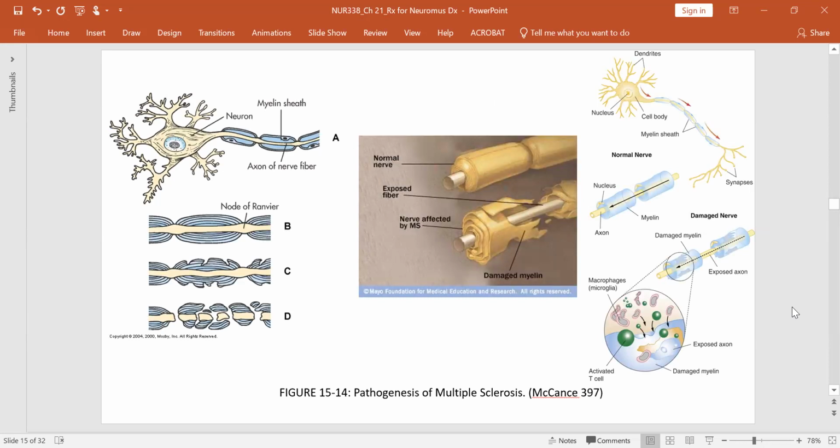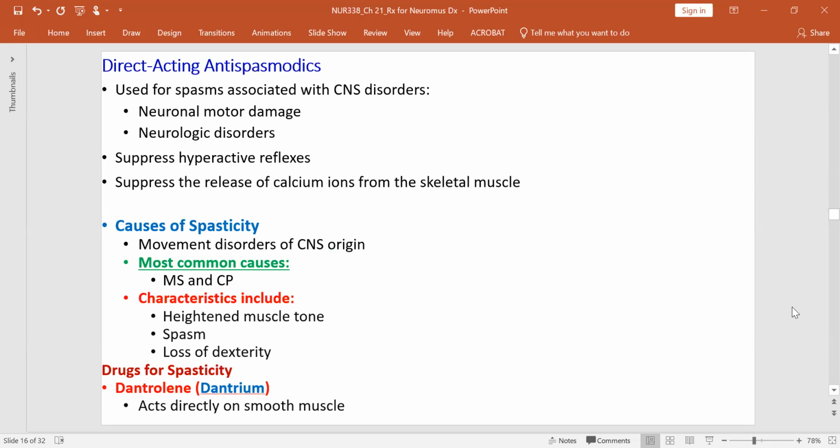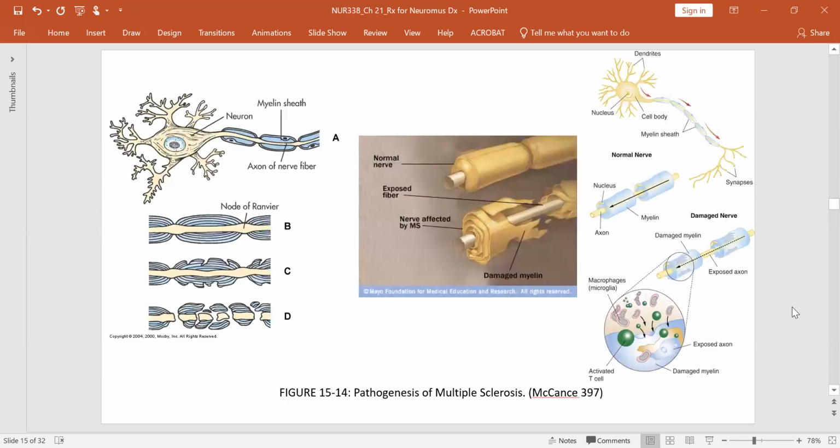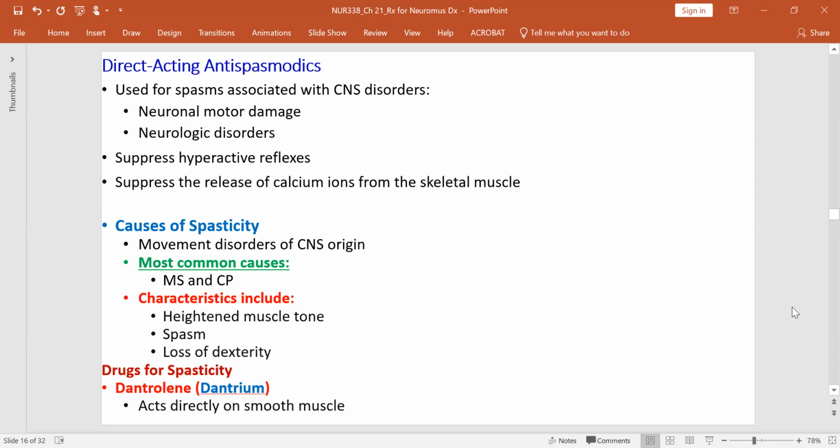Next is spasticity, which is associated with certain diseases like MS, multiple sclerosis, in which muscle groups remain in a continuous state of contraction, like prolonged contraction with no relaxation. So the contracted muscles become stiff with increased muscle tone.